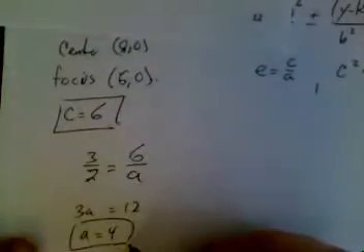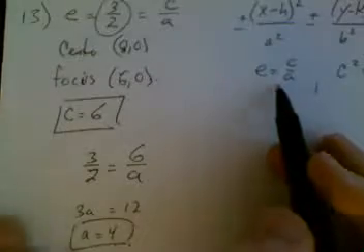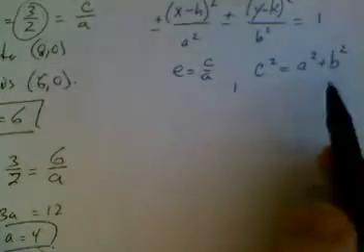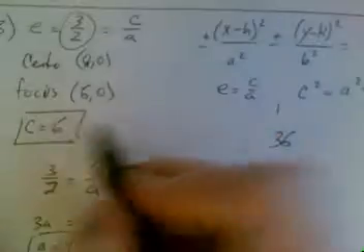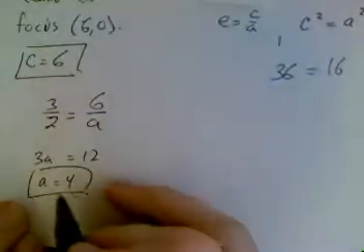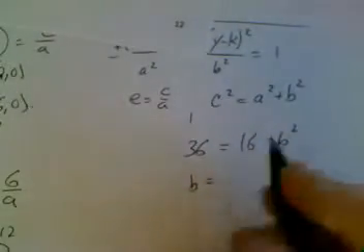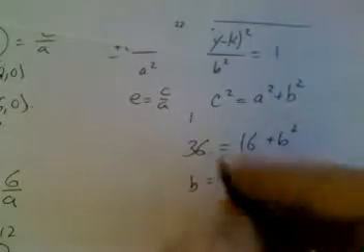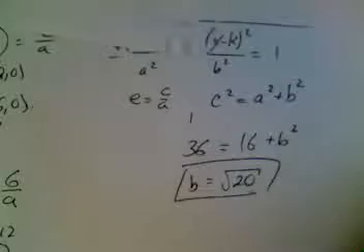Well, if I have my c value and my a value, I can now use this equation right here to find out what b is. So I have 36, 6 squared, is equal to 16, 4 squared, plus b squared. I'm going to solve for b squared. Subtracting the 16, I get 20, so b is the square root of 20. So that's what my b value is going to be.